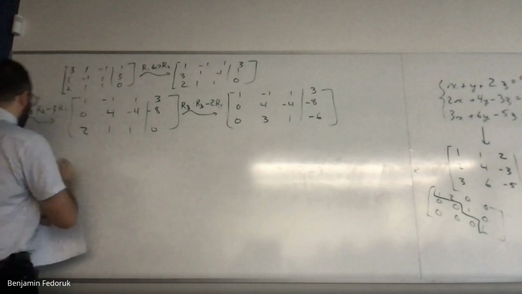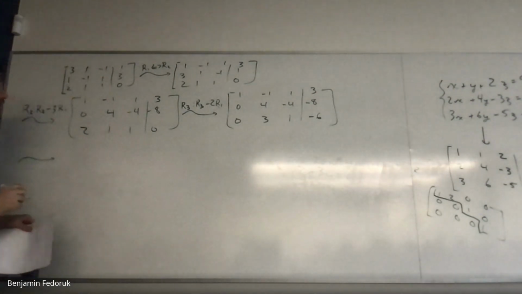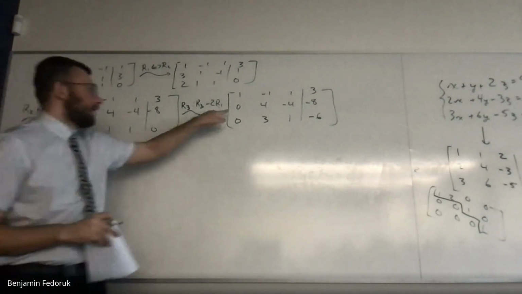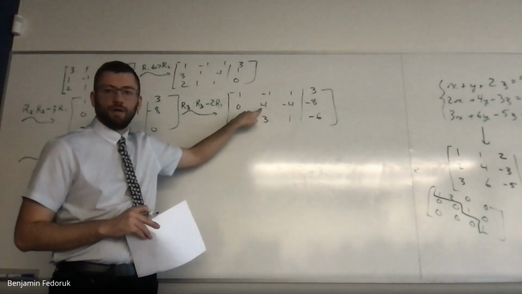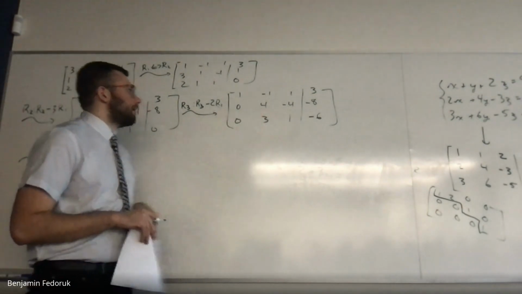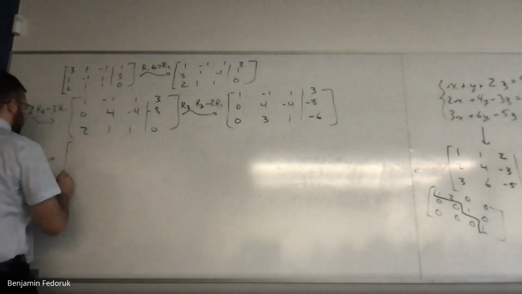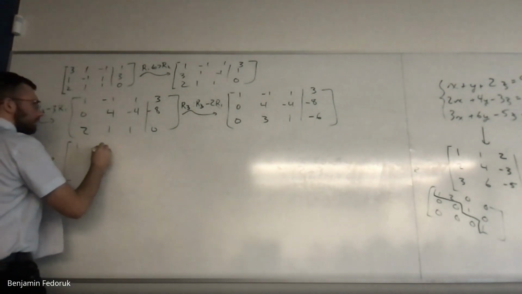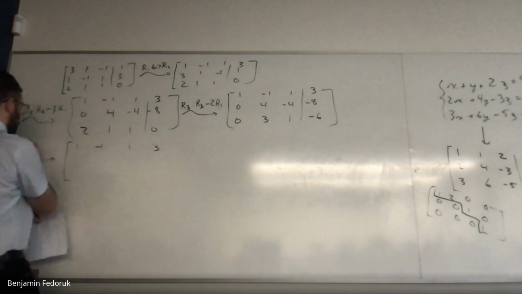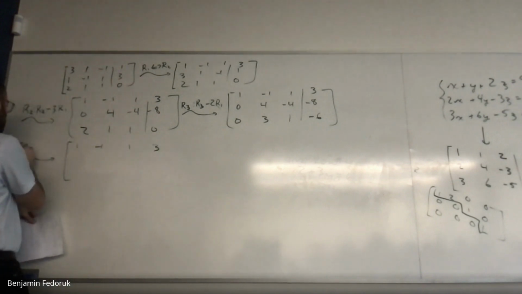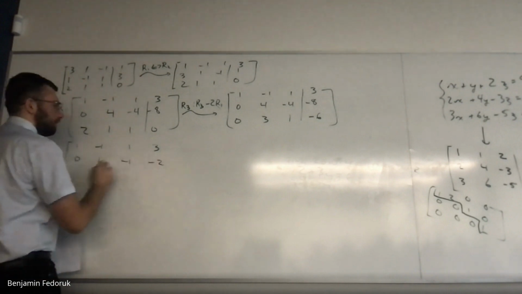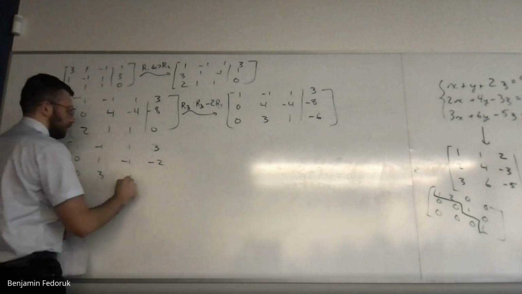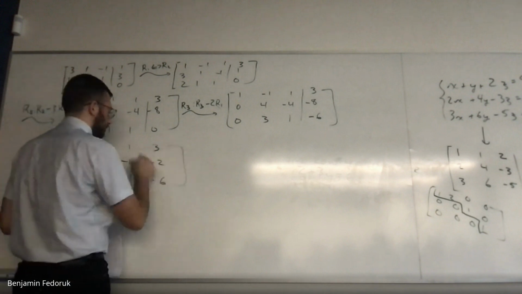Cool. Next thing I'm going to do, I'm going to divide this middle row by 4, because that'll get me another 1, right? So let's try that. 1 minus 1, 1, 3. I should write down what I'm doing here. Row 2 gets row 2 divided by 4. So I get 0, 1, minus 1, minus 2, and then 0, 3, 1, minus 6.